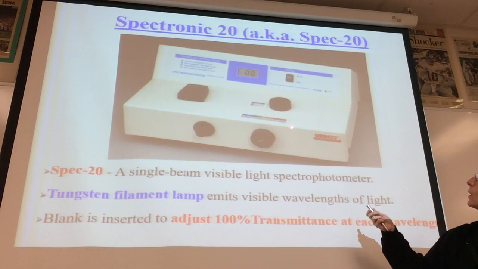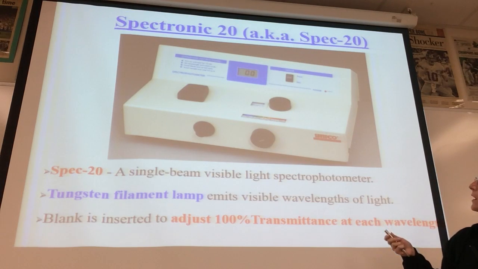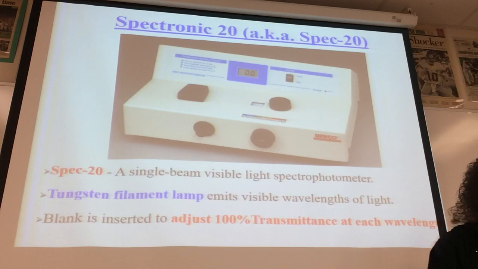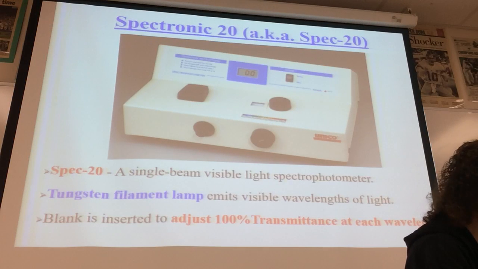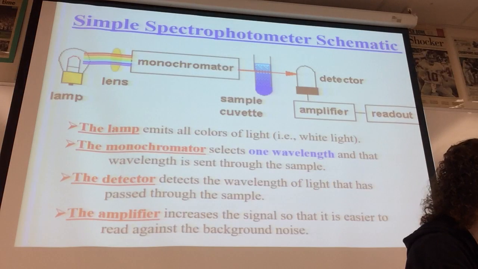This is a Spec 20. This is exactly the instrument that we're going to be using in class. I'll go through all the different pieces in just a minute. Abbreviated as a Spec 20. You're going to have a tungsten filament lamp, and that's going to emit visible wavelengths of light. I'll teach you how to blank the machine out when we do it.